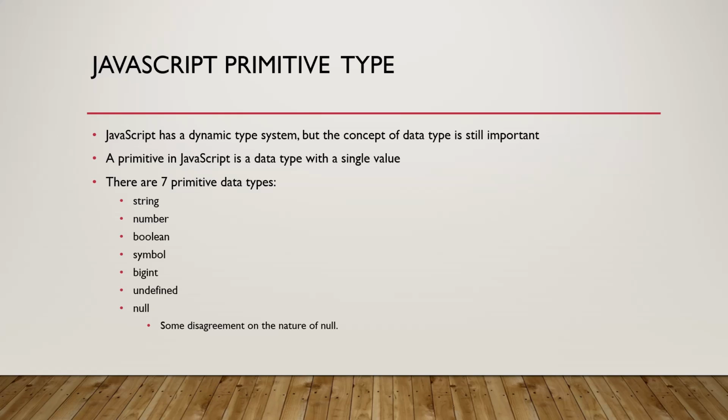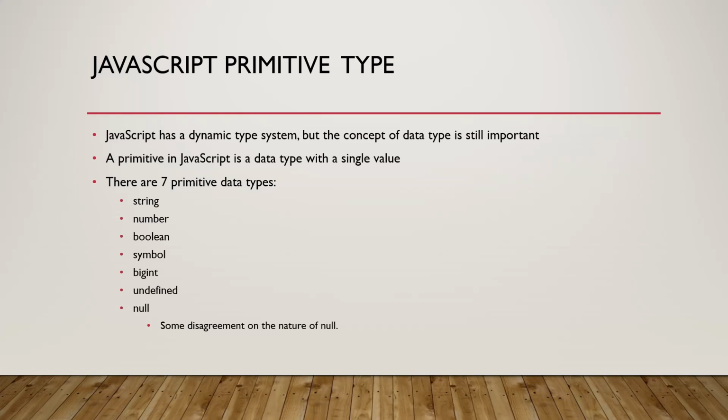It's just that the type system is fluid, unlike, say, Java or C#, where the data type for a variable is set in its declaration and it never changes. So a primitive in JavaScript is a data type with a single value. That's its definition. And so there are 7 primitive data types in JavaScript: string, number, boolean, symbol, big int. Then 2 kind of special primitive data types, undefined and null. And there's some disagreement on the nature of null.